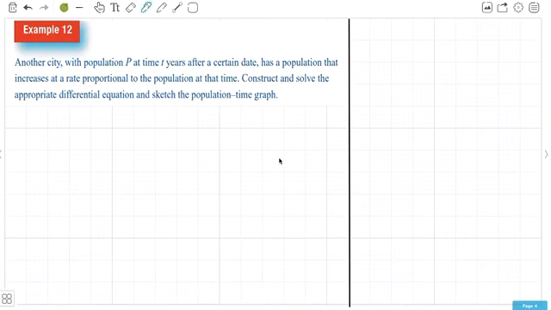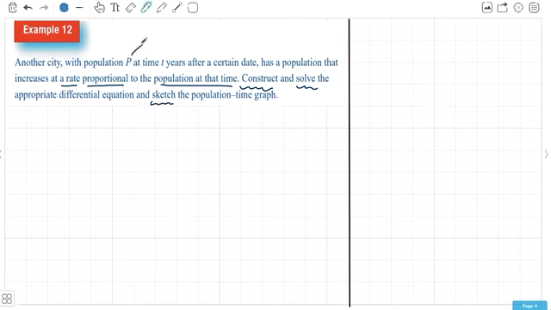So in this example, we've got a similar situation. It's another city with a population at time t years. After a certain date, that population increases at a rate proportional to the population at that time. So again, we have to construct and solve a differential equation and also sketch.